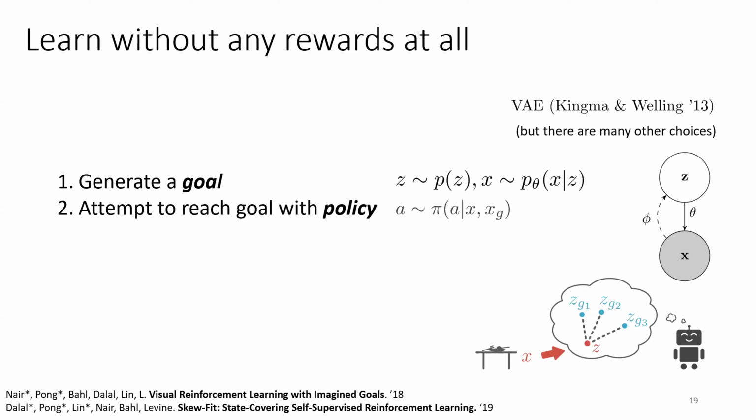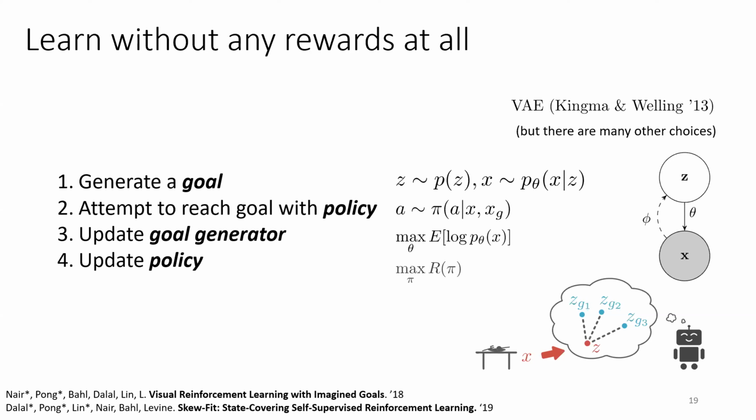So your policy here will be conditioned on your current state x and your goal x_g. And you might succeed or you might fail, but either way you'll get some data, and you'll use that data to update your goal generator just with maximum likelihood, and then you'll update your policy with reinforcement learning. So that's basically the process. You'll just repeat these 4 steps over and over again, generating goals, attempting to reach them, updating your goal generator, and also updating your policy.